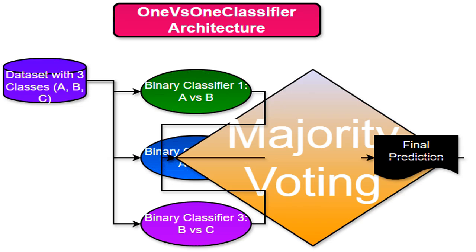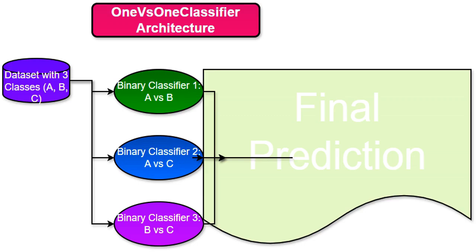Once each of the three binary classifiers has made its prediction for a new data point, we use a simple voting system. Each classifier casts a vote for one of the two classes it was trained to distinguish. The class with the most votes wins. The class that receives the majority of votes from the three binary classifiers is declared the final prediction for the new data point. So, it's a democratic decision-making process among our classifiers.